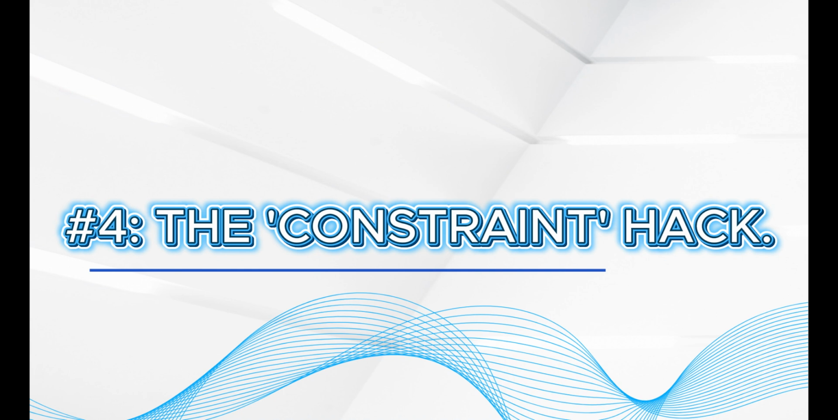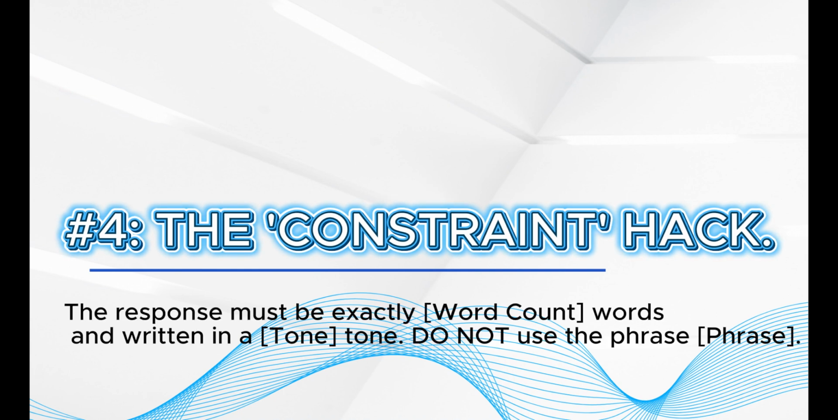Secret number 4 is the constraint hack. The free version tends to be verbose. Constraints force it to be concise and high impact. You are telling the model exactly what to include and, crucially, what to exclude. This is great for titles, descriptions, and tweets where character limits matter.